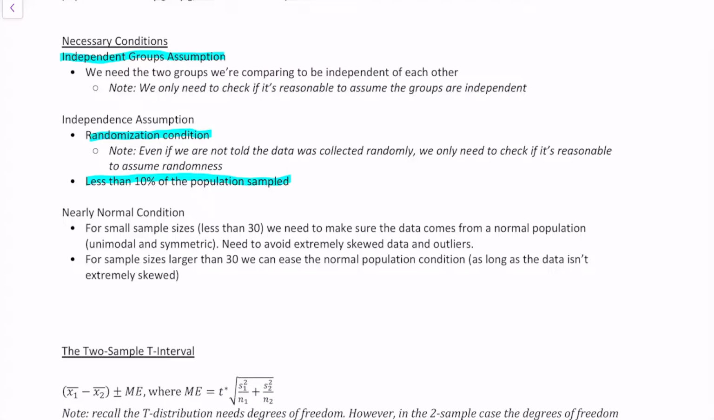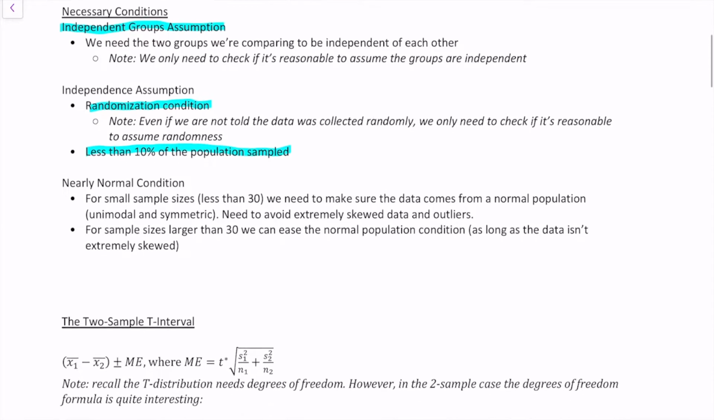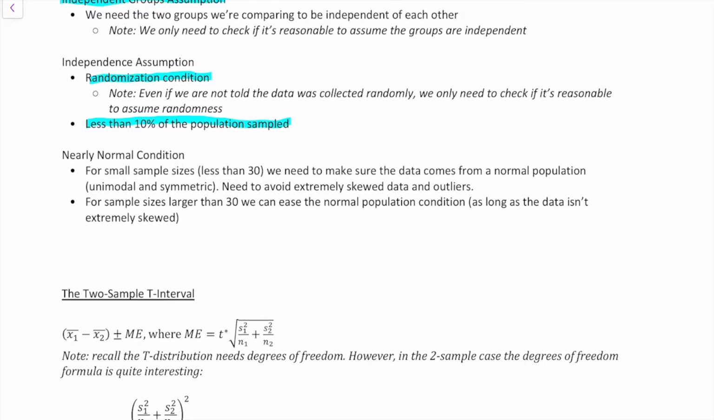And then for means, which means we're dealing with the t-distribution for this one, we also have this nearly normal condition. And once again, I hope this is really familiar. The nearly normal condition says for each sample that we take, if we have a small sample size, and that's generally less than 30, we need to make sure that the data is unimodal and symmetric. Okay, so we need to check that out. But if the sample size is bigger than 30, we can go ahead and ease that condition, and we can continue on, unless the data is really skewed or has outliers.